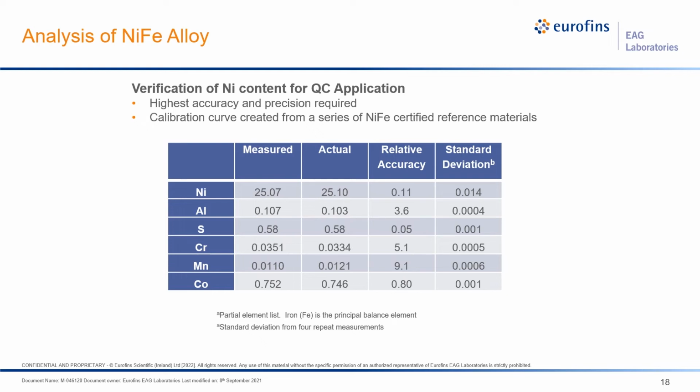Now for a QC example, where the accuracy requirements are more stringent. The sample is an iron-nickel controlled expansion alloy. These alloys are used in applications where a specific thermal expansion is required over a given temperature range. The nickel content is a critical measurement as it determines the specific properties of the alloy. In this example, we produced a calibration curve from several nickel-iron certified reference materials, and we achieved a 0.1% relative accuracy for nickel with excellent precision.